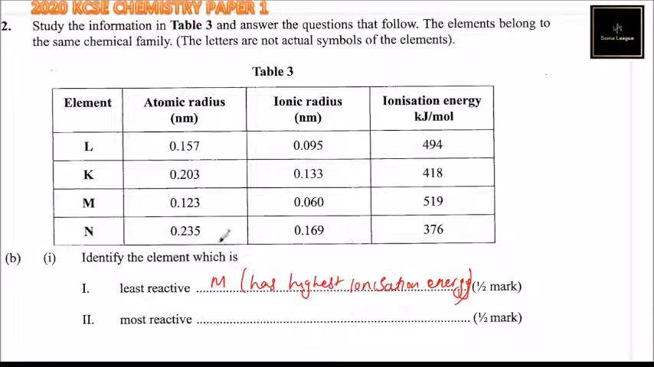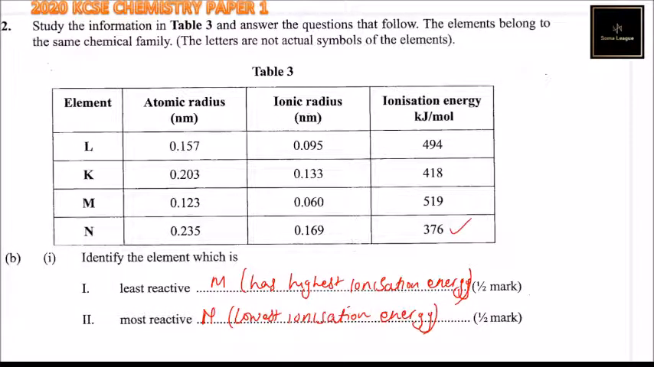Most active, since I've said that the higher the ionization energy, the less active. So the element that has the lowest ionization energy is the most active. And you look here, 494, 418, 419, 476. N has the lowest ionization energy. So that is the answer to that. So that is how you answer part B of the question.